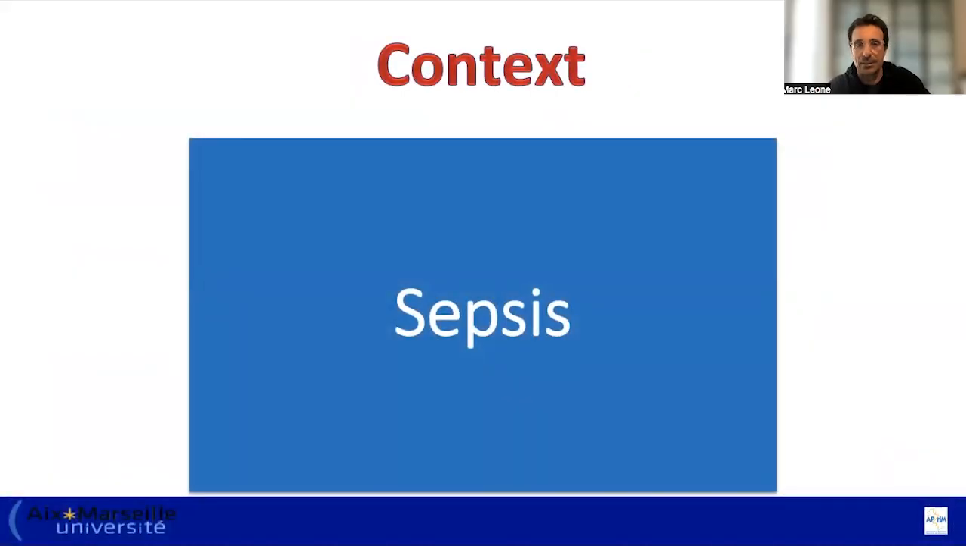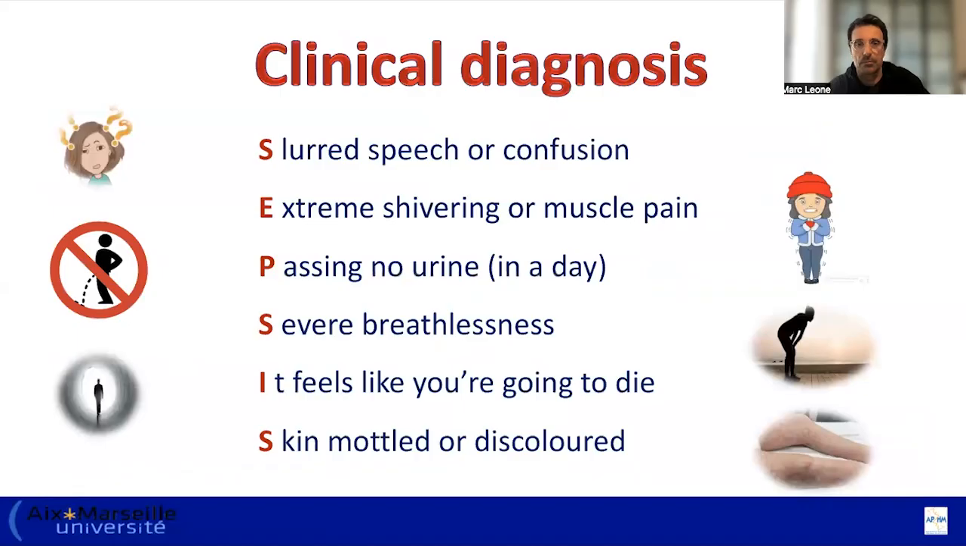Next step is sepsis. There is a clinical diagnosis which is quite simple for sepsis, and I like this acronym SEPSIS: Slurred speech or confusion, Extreme shivering or muscle pain, Passing no urine in a day, Severe breathlessness, It feels like you are going to die, and Skin mottled or discolored. I like this acronym because it's a summary of the symptoms of sepsis.